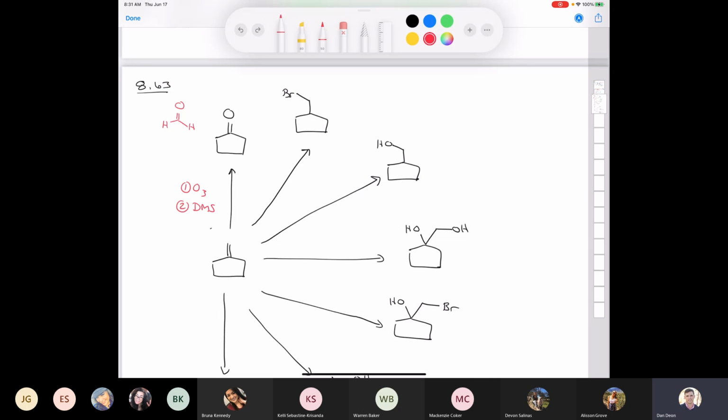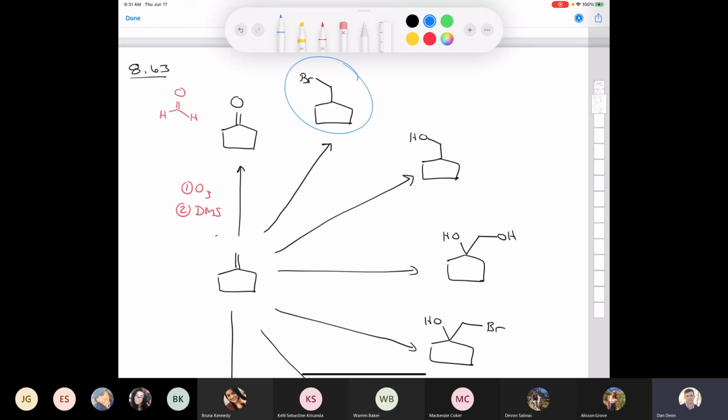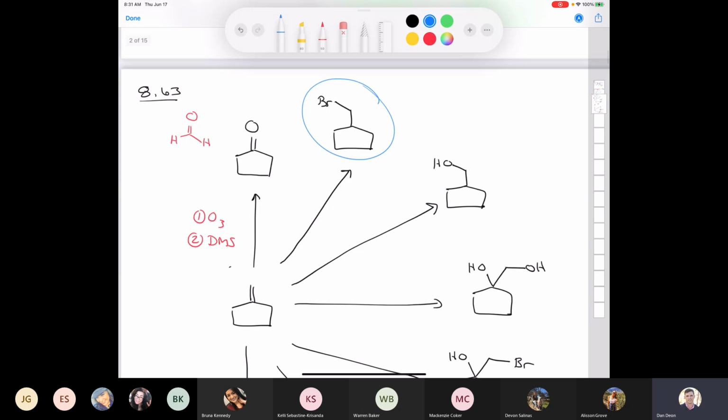Okay, so let's go clockwise. Let's try this one here. Could anybody tell me what's going on here to make this compound that I have the blue circle around? Would this be a Markovnikov or anti-Markovnikov addition of HBr? Because we're adding one hydrogen and one bromine. Would this be Markovnikov or anti-Markovnikov?